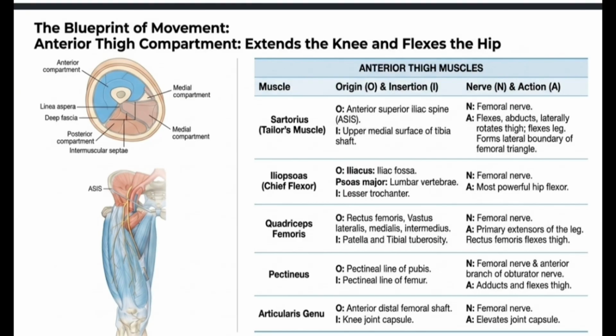Next is the iliopsoas, emerging as the chief and most powerful flexor of the hip joint. It is flanked by the massive quadriceps femoris, composed of 4 distinct heads that converge into a shared tendon inserting via the patella to the tibial tuberosity, serving as our primary knee extensor. The pectineus and articularis genu round out the compartment, protecting the joint capsule during extension.